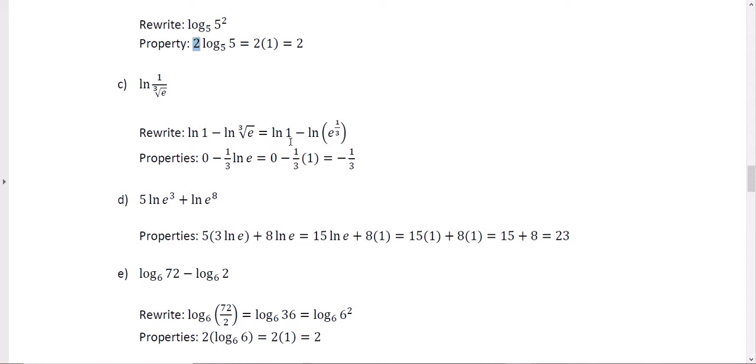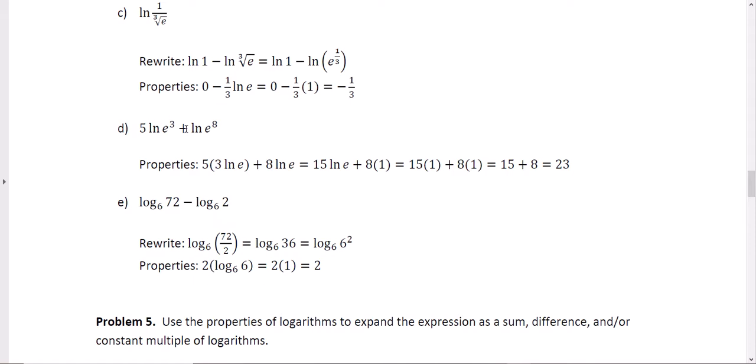Remember the natural log of 1: what power do I put on e in order to get 1? Well, 0 is the power that I put on e, so 0 is the log. 0 minus 1/3 natural log of e, but the natural log of e is 1. 0 minus 1/3 times 1 equals negative 1/3. And you can put this in your calculator exactly as it's written and make sure.